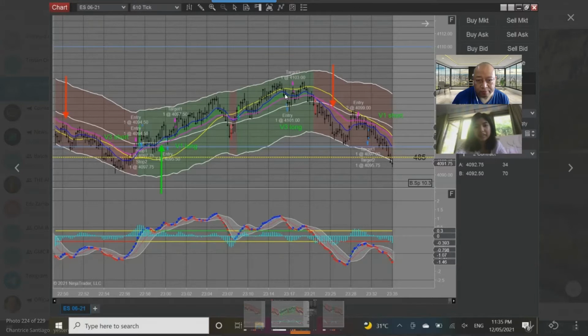Why? Because the blue band is still above, right? We're above the mid band. And this is a classic V3 because you have space here of at least more than 2 points. You got your V3. Good trade. So we change momentum here.